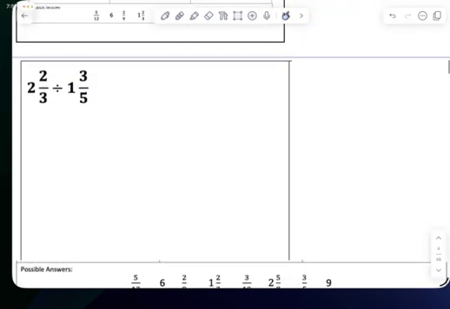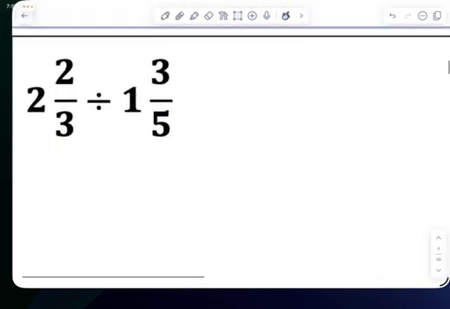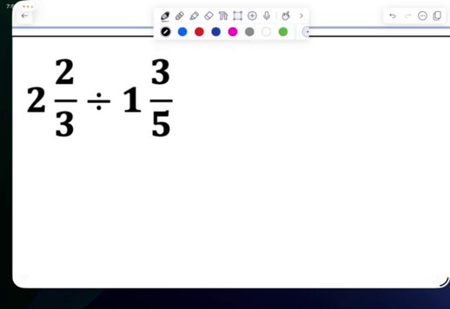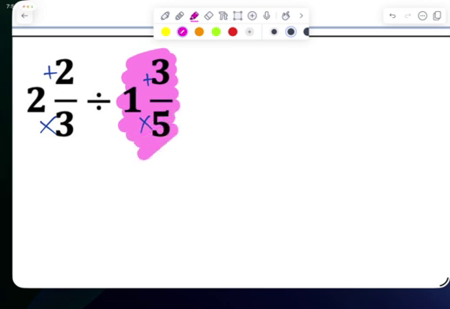Example number 1 looks like this. Just like in our warm-up, we're going to put in our times and our plus for both numbers. We cannot flip the second fraction because this thing right here is not a fraction yet. We have to make it be a fraction before we can do any flipping, any using the reciprocal. So let's look at that first mixed number.